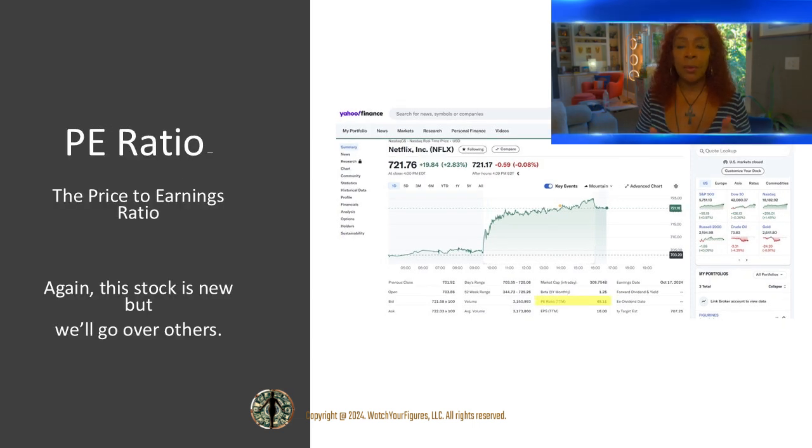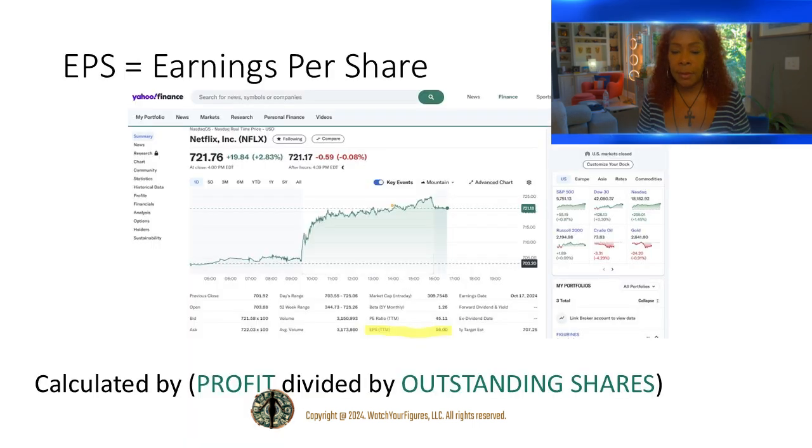Your P/E ratio is just that. It's the price to earnings ratio. Do you need this? No, but I want to tell you anyway. Here's your earnings per share. Do you need this? No, you don't, but I want you to know it anyway. And the calculation is on the screen. It's going to be your profit divided by outstanding shares.